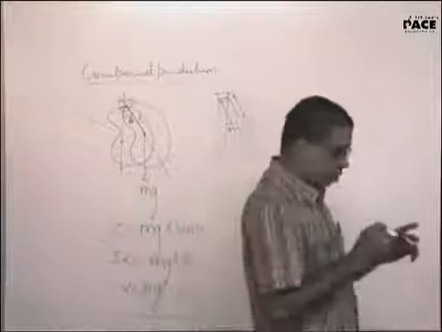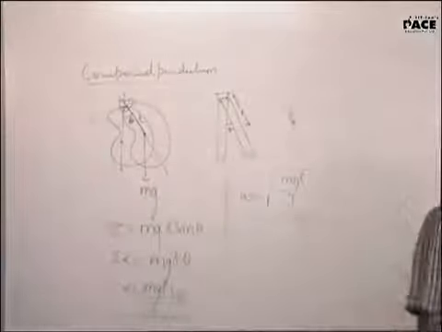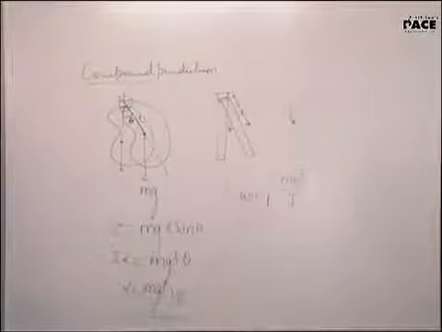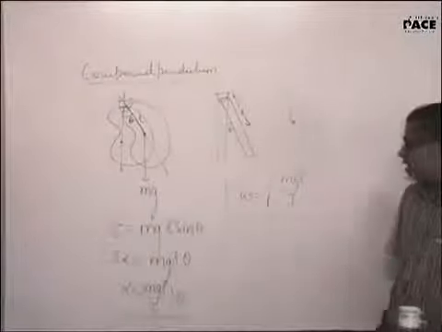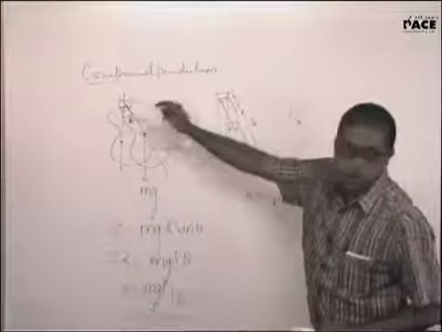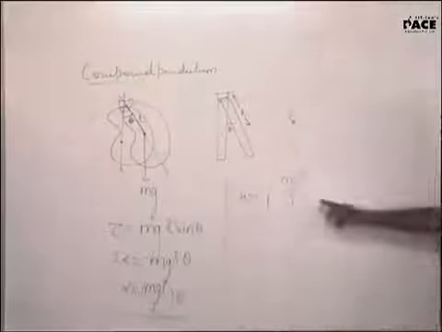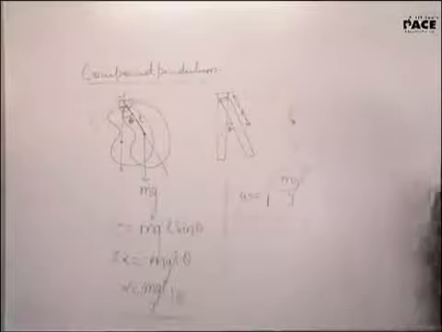M is the mass of the body. G is the acceleration due to gravity. L is the distance of the center of mass from the hinged point. I is the moment of inertia of the body about the hinge.